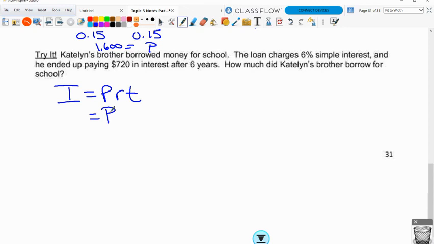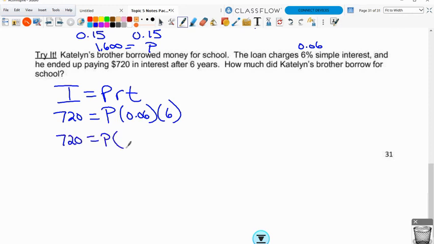They tell us that the loan charges 6% simple interest. As a decimal, that's going to be 6/100ths. So we can put that in for the rate. And he's paying $720 in interest over 6 years. So our time will be 6 years. So there's our equation. On the right-hand side, we're going to start by multiplying 6/100ths times 6. So 720 equals P times 6/100ths times 6, which is 36/100ths.